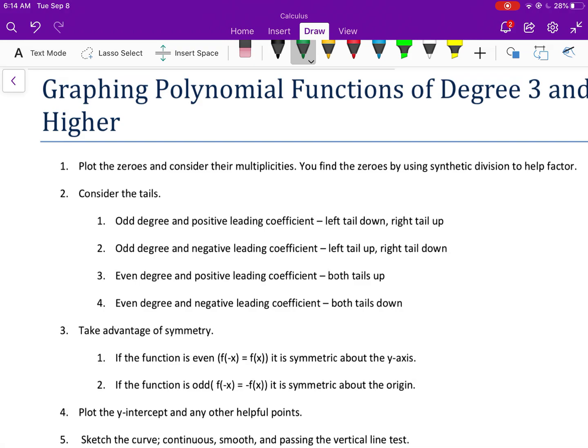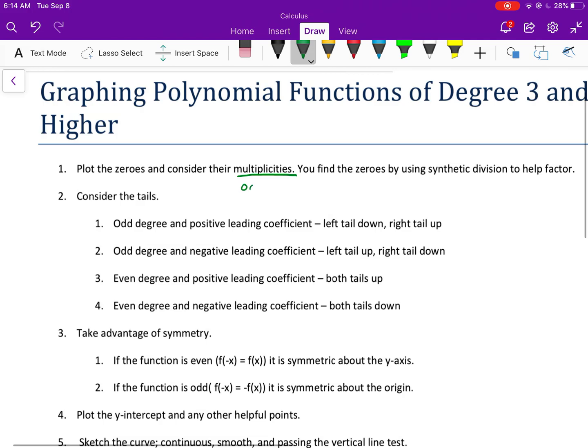And remember, if there's an odd multiplicity at a specific zero, that means it passes through the x-axis there. And if there's an even multiplicity, it kind of bounces off the x-axis.